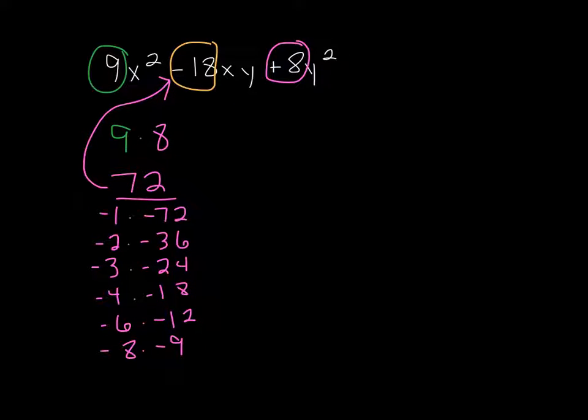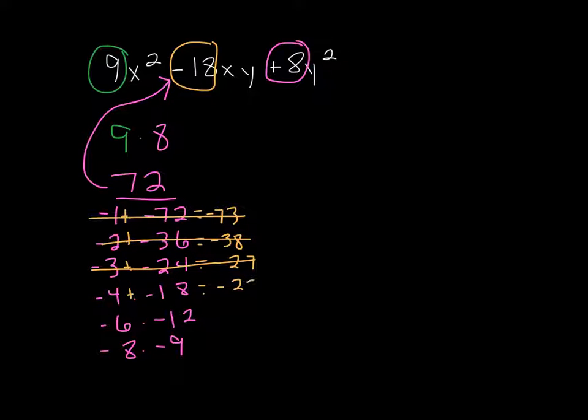Now let's go through and add to see which one will give us the B, or negative 18, we're looking for. Negative 1 plus negative 72 is negative 73. It's too big. Negative 2 plus negative 36 is negative 38. Doesn't work. Negative 3 plus negative 24 is negative 27. We're getting closer, but not there. Negative 4 plus negative 18 is negative 22. Still not there. Negative 6 plus negative 12 is negative 18. There's what we're looking for.